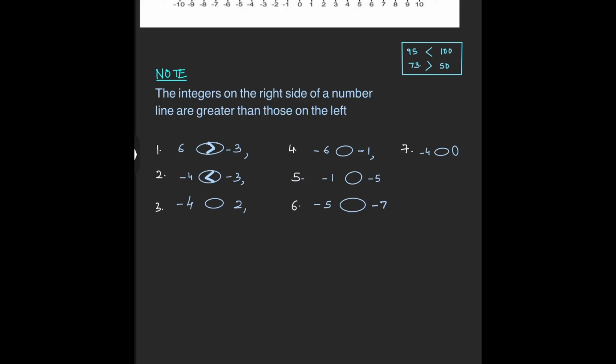Third one, negative 4 and 2. Negative 4 is here and 2 is here. 2 is greater than negative 4. The fourth one, negative 6 and negative 1. Which is on the right side? This is on the right, this is on the left. So negative 1 is greater than negative 6. Negative 1 and negative 5. Let's mark them. Negative 1 is here and negative 5 is here. Negative 1 is the greater one.